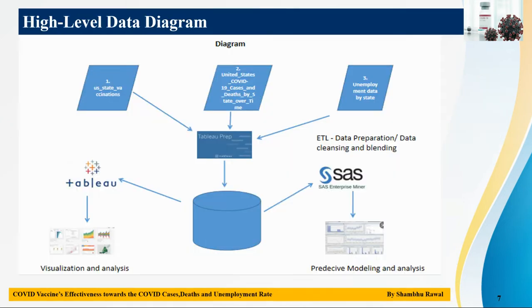This is the high level diagram. The high level diagram shows three different data sets: vaccine data, COVID cases and deaths, and unemployment rate data. Tableau Prep has been used for the ETL process, data preparation, data cleansing, and blending process. The SaaS enterprises, and Tableau has been used for visualizations and predictive model analysis.